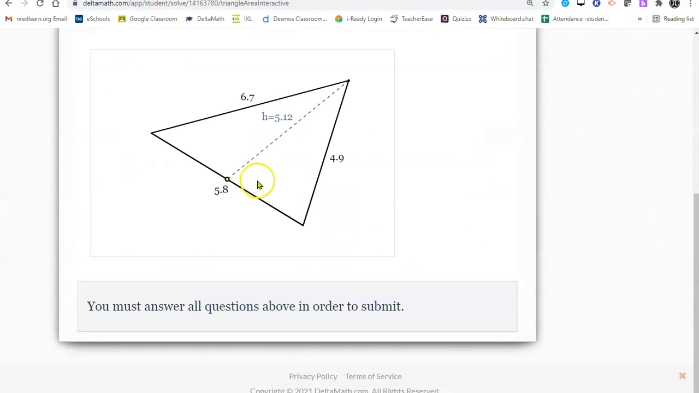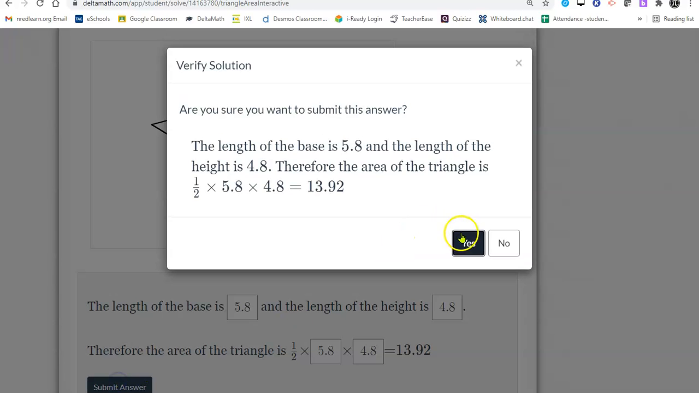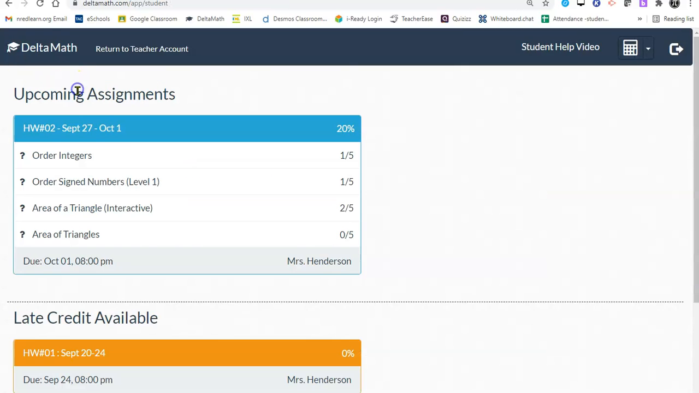Again, you slide this yellow dot until you make a 90-degree angle. Sometimes it's in the triangle, sometimes it's outside. This one is inside the triangle. Again, the base is the bottom where the 90-degree box is touching, so that's 5.8. And the height is the length of this dotted line, imaginary line, that travels from the base to the top, 4.8. Repeat those values down here in the formula. The area of a triangle is half the base times the height. Submit your answer. Okay, let's take a look at the last topic.